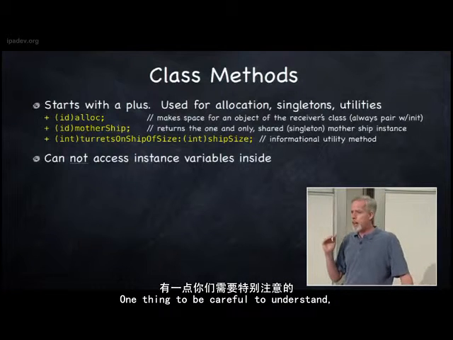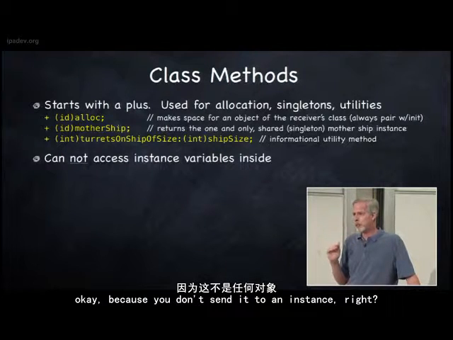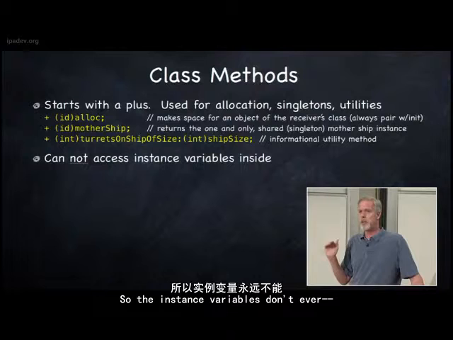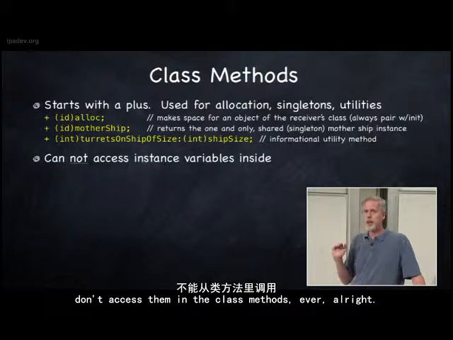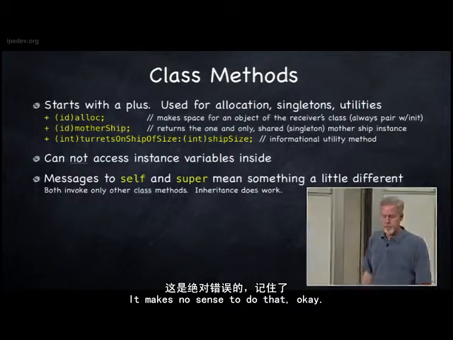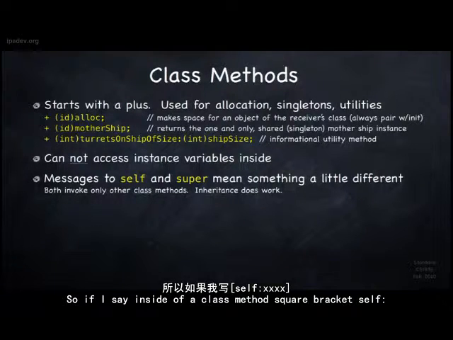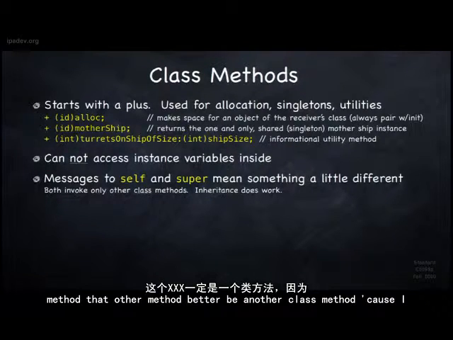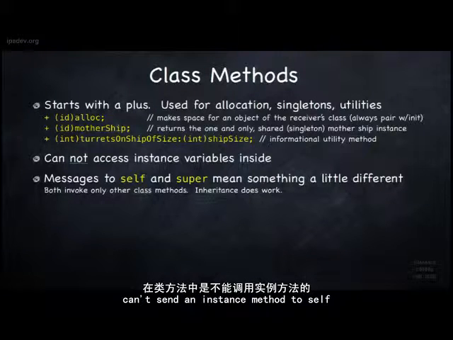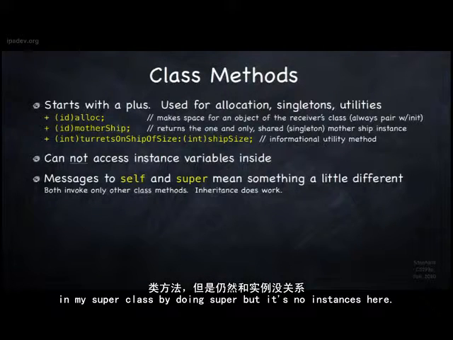One thing to be careful to understand, in a class method, you cannot access the instance variables. Okay, because you don't send it to an instance, right? So the instance variables, don't access them in the class methods, ever. It makes no sense to do that. You can still send messages to self and super, but it just means other class methods. So if I say inside of a class method, square bracket self, call a method, that other method better be another class method, because I can't send an instance method to self because I'm not an instance. Same thing with super. I can call class methods in my superclass by doing super, but there are no instances here.